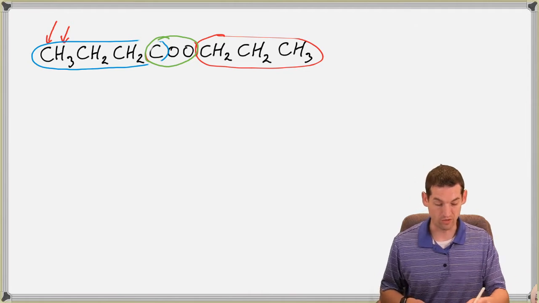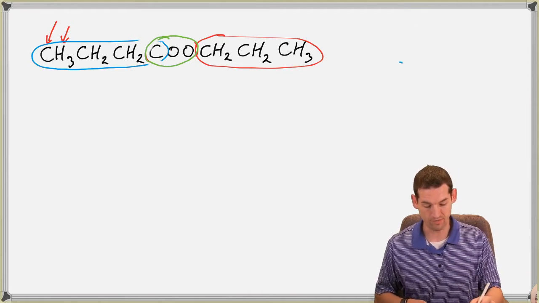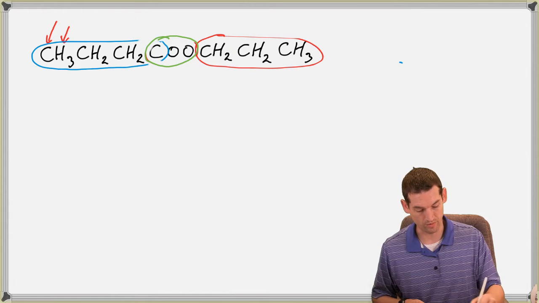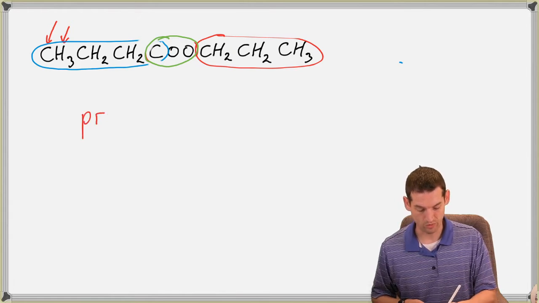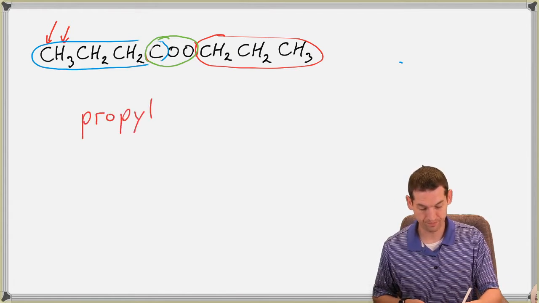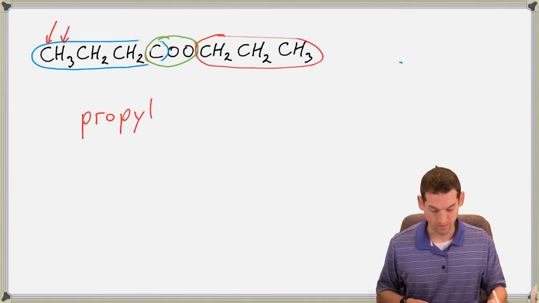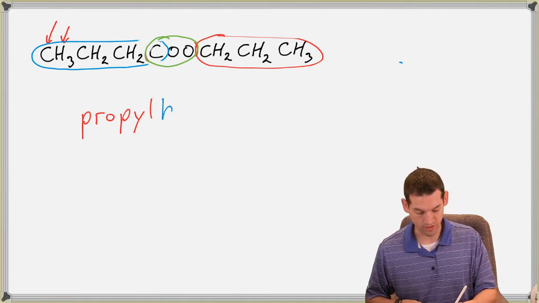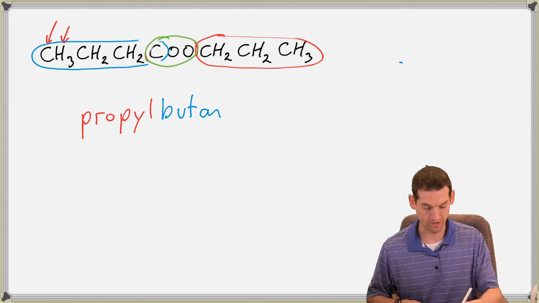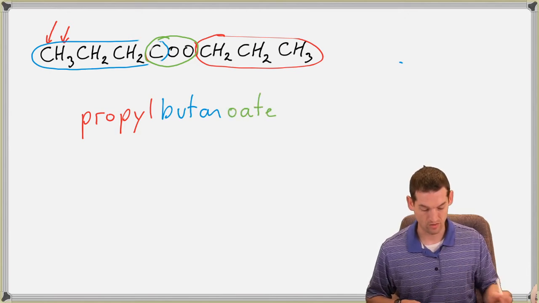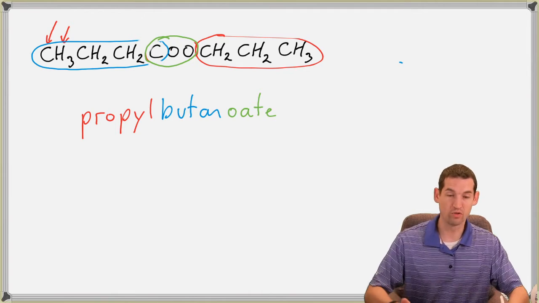So we still start with the name of our branch. So this is a, whoops, not red, propyl. And then we have a butan, 4 carbons on the parent, and it's an ester, so it's oate. So propyl butanoate.